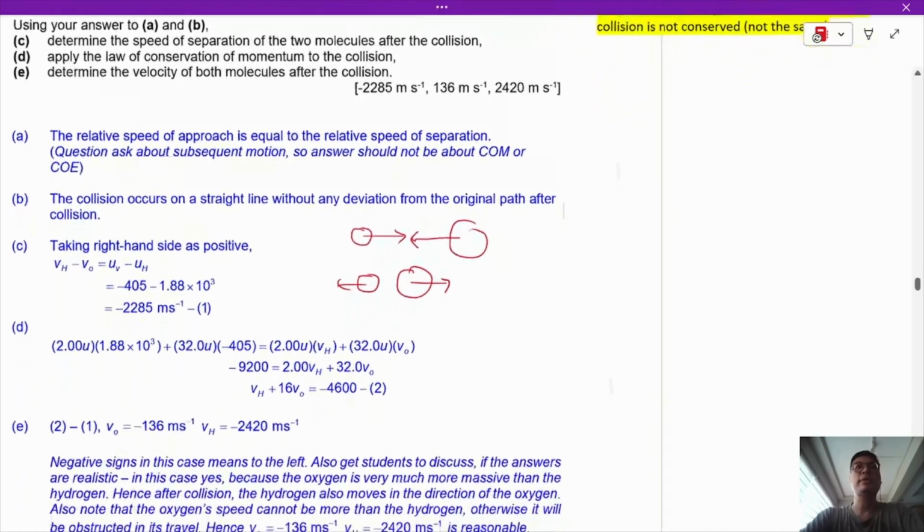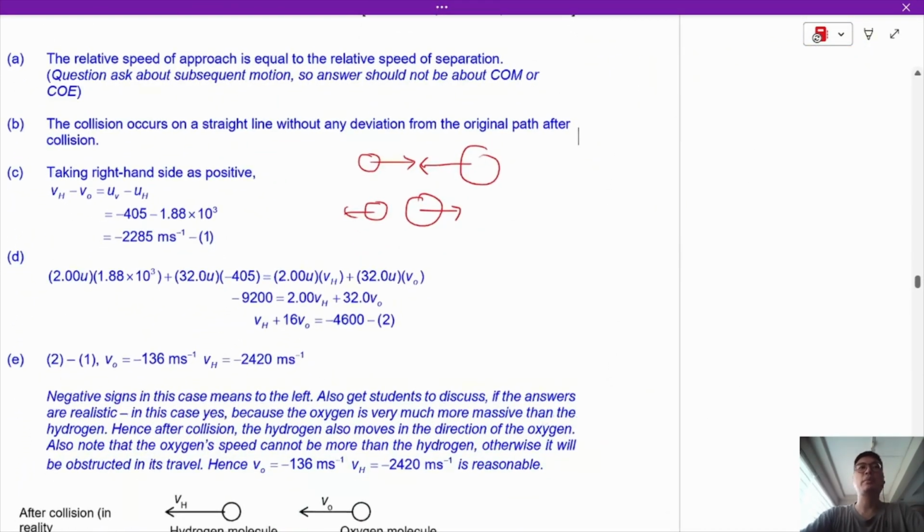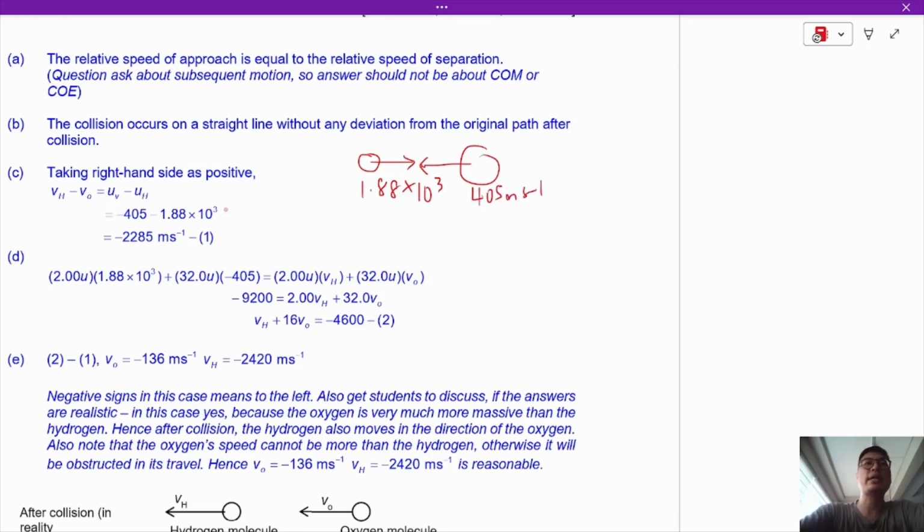Well, this is a relatively simple problem. Okay, first of all, we'll draw the before collision and then we'll draw the after collision. Now, before the collision, the velocity of the left-hand molecule, the hydrogen molecule, is 1.88 times 10 to the power of 3 meters per second, and the oxygen molecule's speed is 405 meters per second.